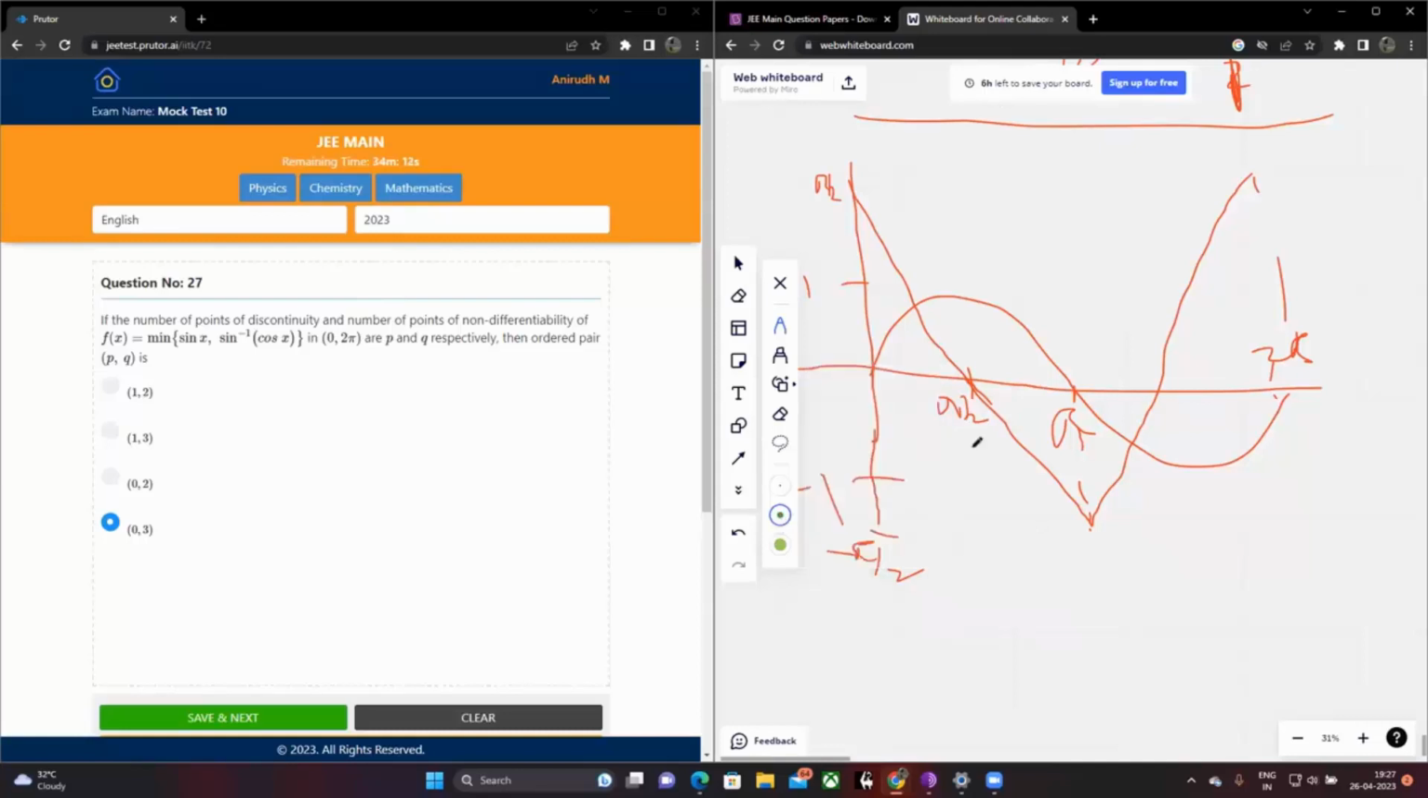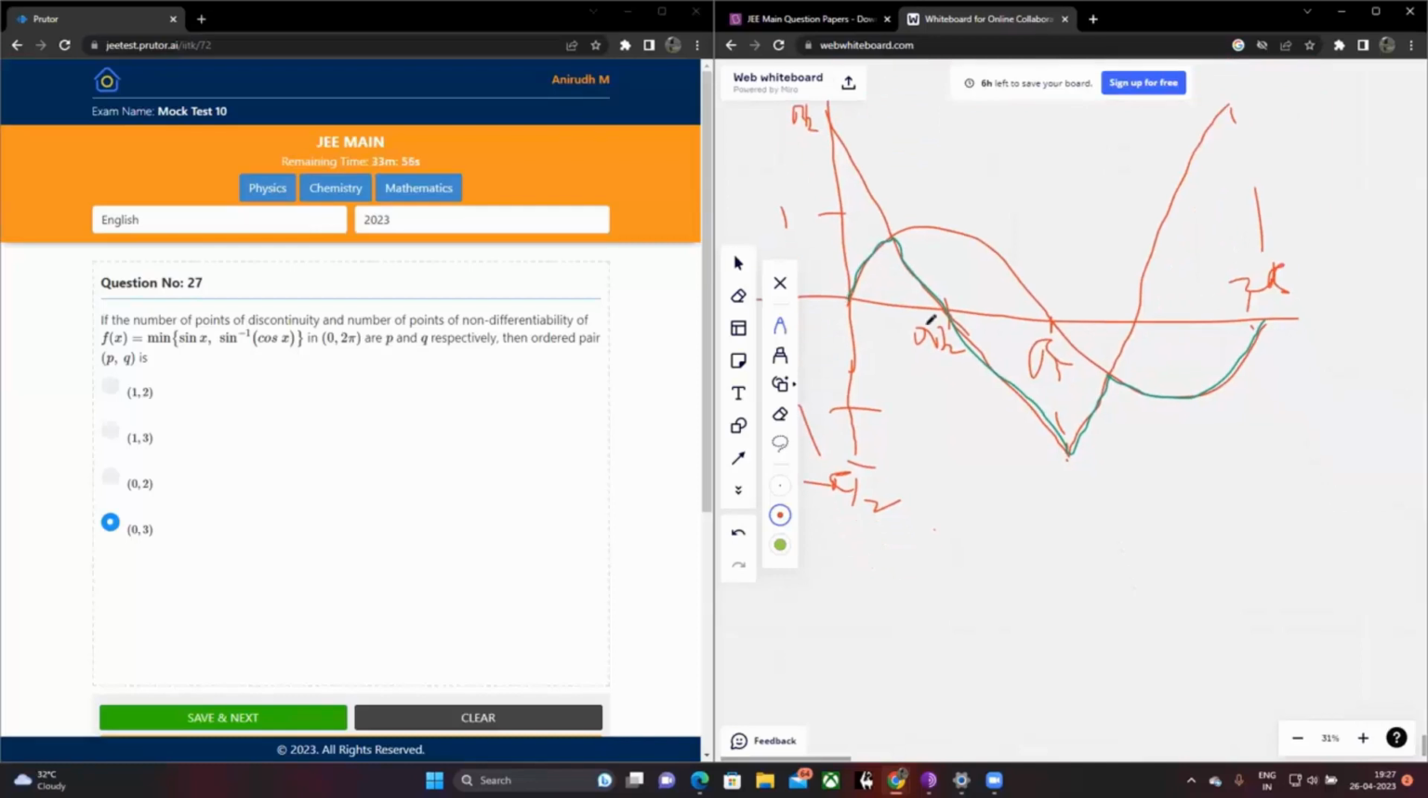Wait, can I change colors here? Yeah. So that is basically this. So yeah, you have this part being the minimum, right? So you can see that this is continuous. This is not discontinuous. So the number of points of discontinuity is 0. But non-differentiability is this point where you have a sharp turn, this point where you have a sharp turn, this point where you have a sharp turn. 3, right? This continues here, but you are given 0 to 2 pi, so you don't need to care about that. So you have 3 points of non-differentiability over here.